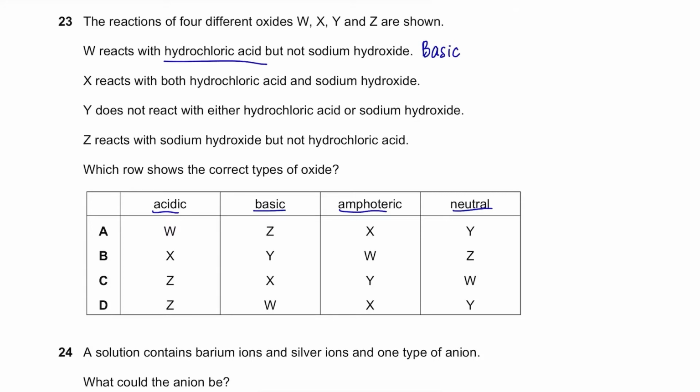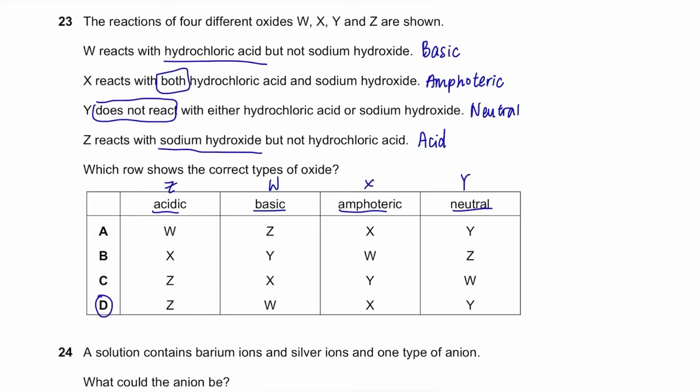X reacts with both hydrochloric acid and sodium hydroxide. X is therefore amphoteric as amphoteric substances react with both an acid and a base. Y does not react with either hydrochloric acid or sodium hydroxide. If it reacts with neither of them, it means that it's neutral at pH 7. Z reacts with sodium hydroxide but not hydrochloric acid. Reaction with a base but not an acid. This is a property of an acid, so Z is an acid. The answer is D.